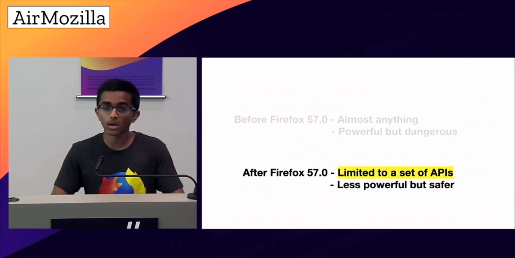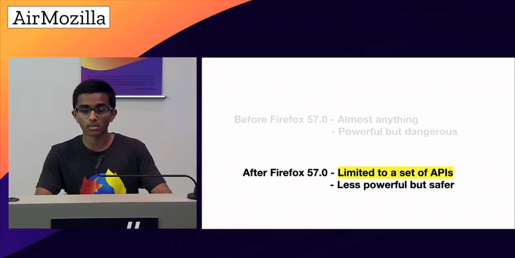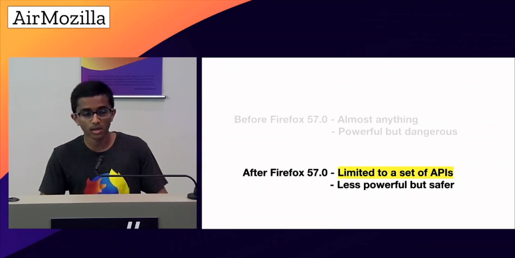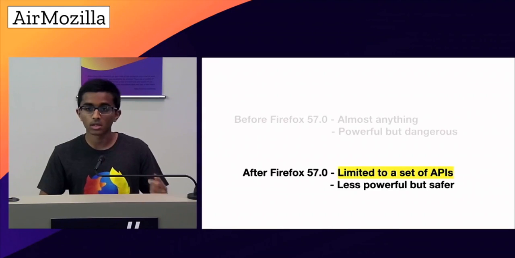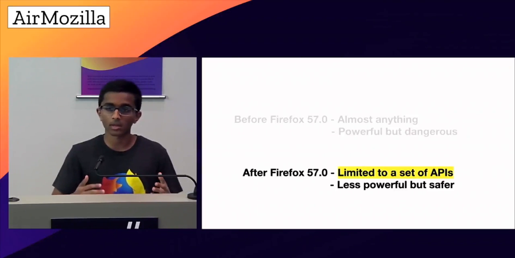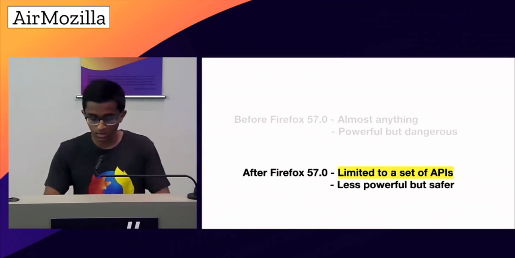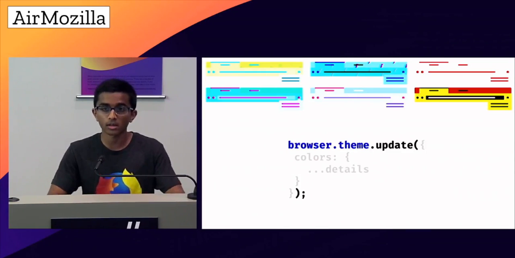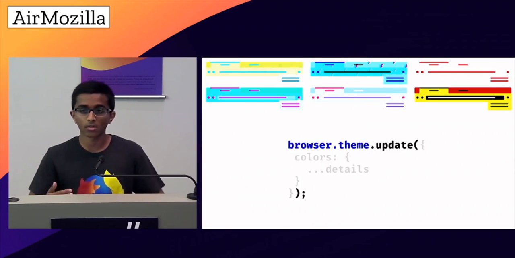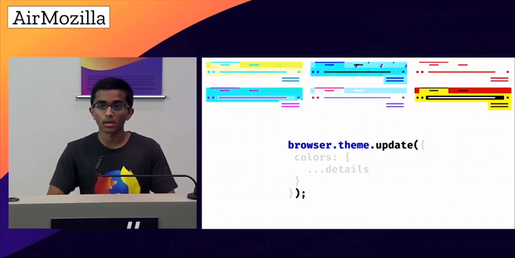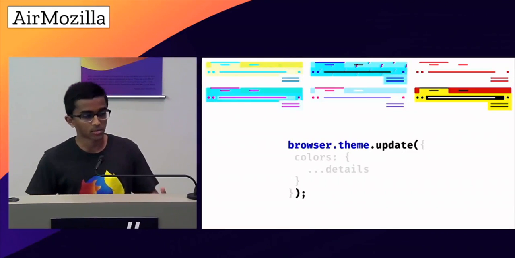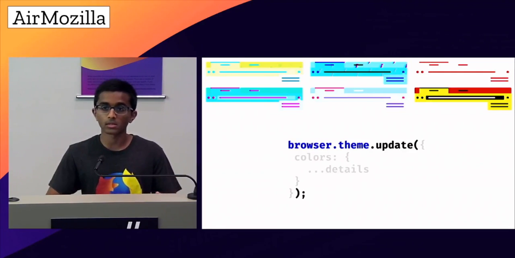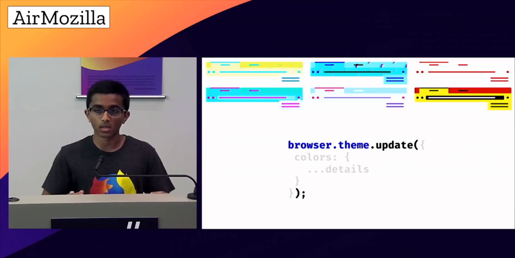So starting with Firefox 57, we limited what web extensions could do to a specific set of APIs. These APIs define what a web extension can do, what part of the browser they can interact with, and how they can interact with it. An example of that is the theme API that lets you change the look and feel of Firefox, but you can only change the colors of certain elements, and you can't do much more than that. So if you want to do something with the browser using a web extension, there needs to be an API for it. And if you want to expand the capabilities of web extensions, you need to create new web extension APIs.